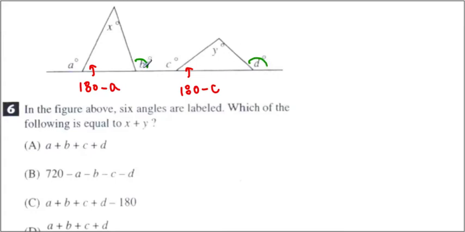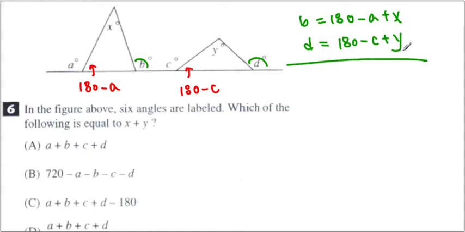And what do you realize? An exterior angle is the sum of the non-adjacent angles. So therefore, we get to realize that B is equal to 180 minus A plus X. And D becomes 180 minus C plus Y. Since we are looking for X plus Y, if you add them up, then we end up getting B plus D equals 180 minus A minus C plus X plus Y plus 180. So why don't I just write this one as 360.